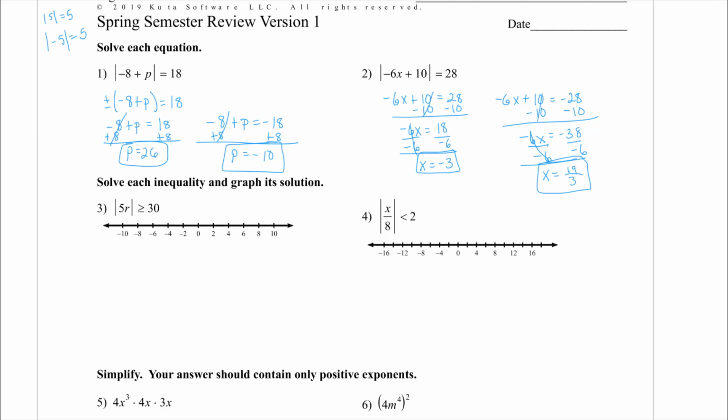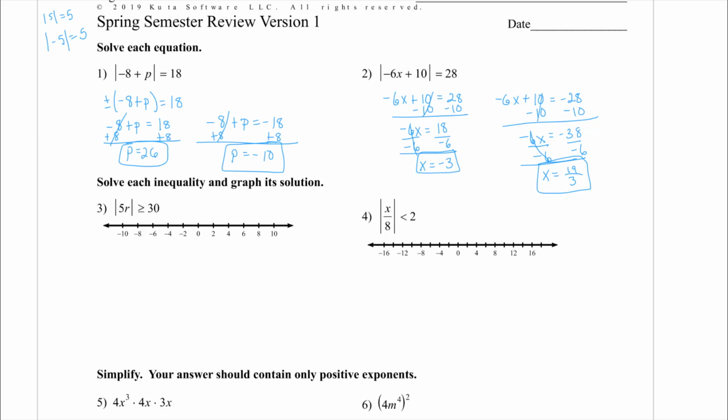Now let's look at 3 and 4, which are solving the inequalities with absolute values. So a similar thing happens here, that we want to consider the case that 5r could have something to do with 30 and 5r could have something to do with -30. But because we want this thing inside our absolute value to be greater than or equal to +30, there's something else that happens when we do the negative version.